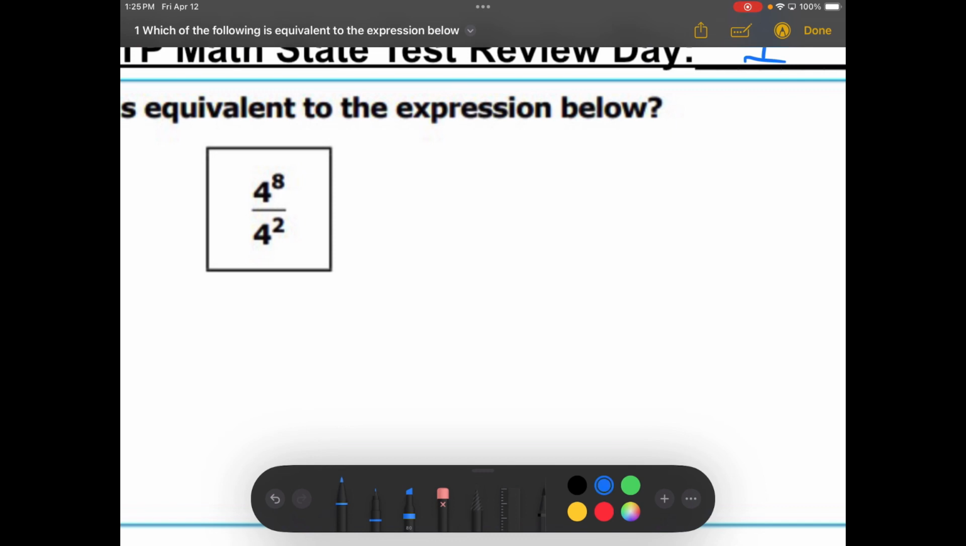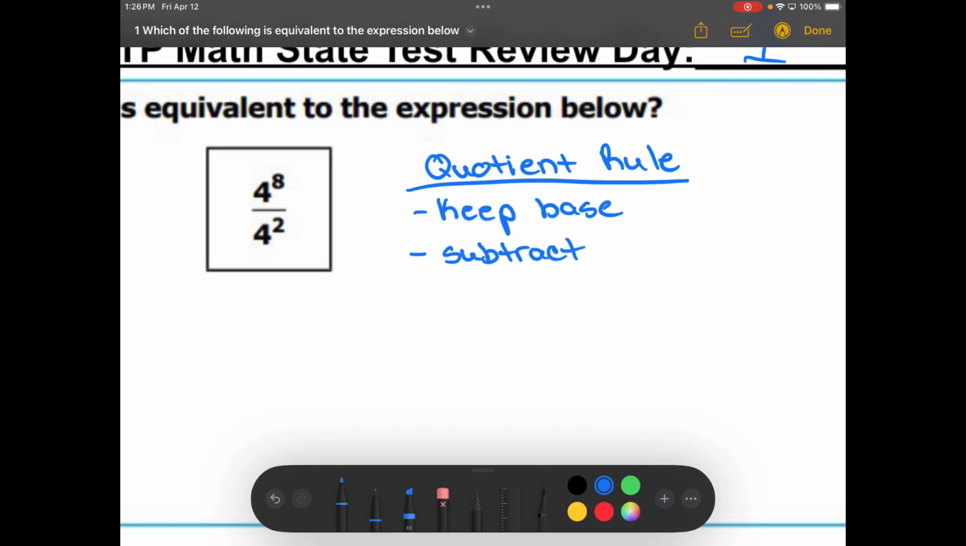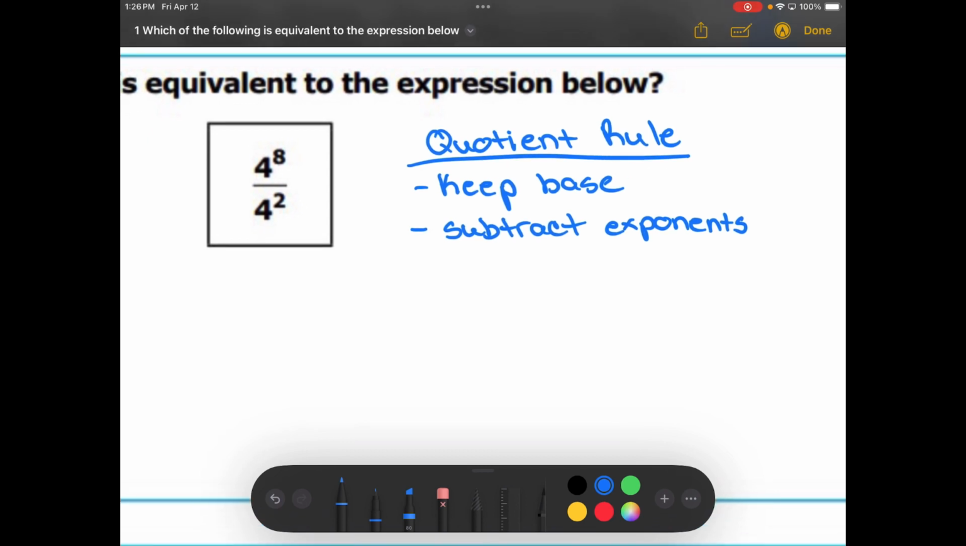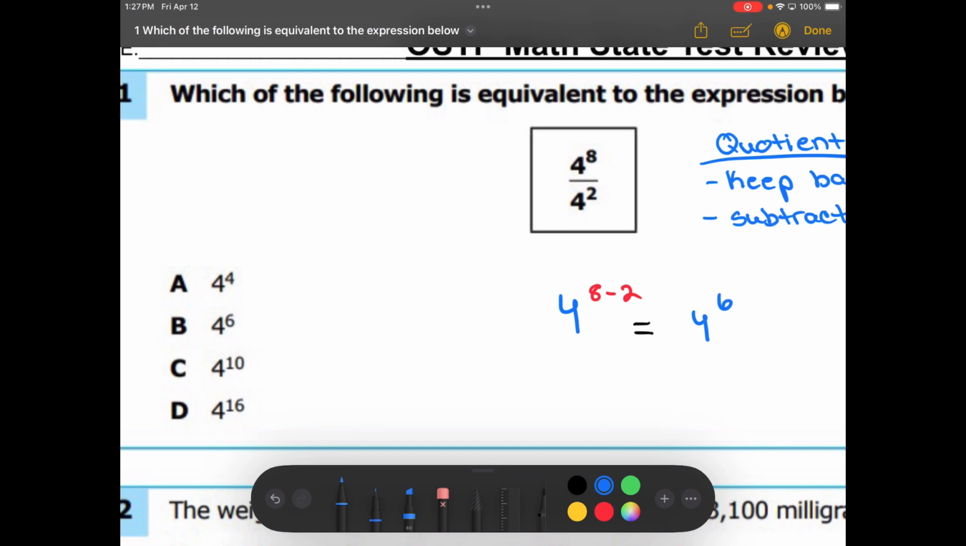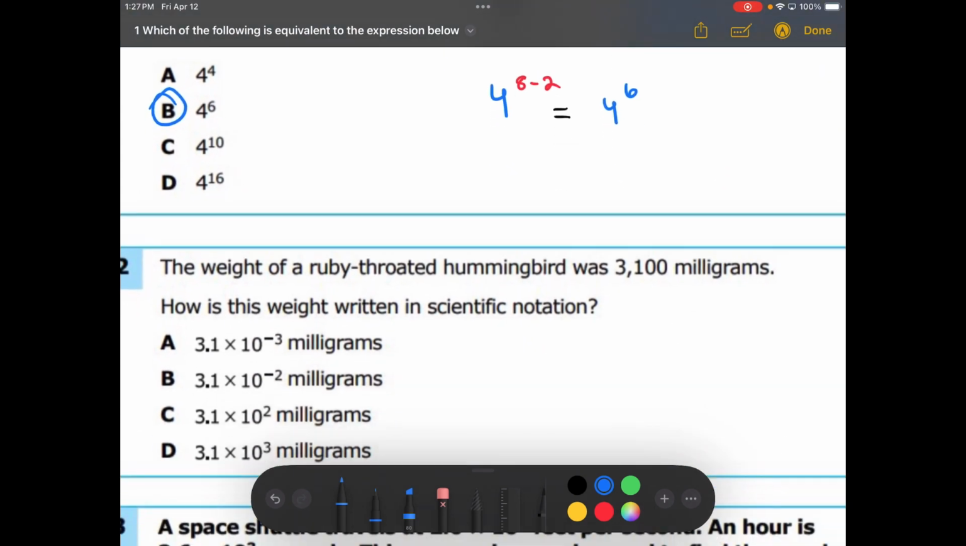This is the quotient rule. Write what I'm writing. So the quotient rule, if you guys remember, states keep the base and subtract the exponent. Looking at this question, what is the base? It is 4. What are my exponents? 8 and 2. So you have to subtract 8 minus 2. So that means it's 4 to the 6th power. So your answer is what? A, B, C, or D? Good. B.